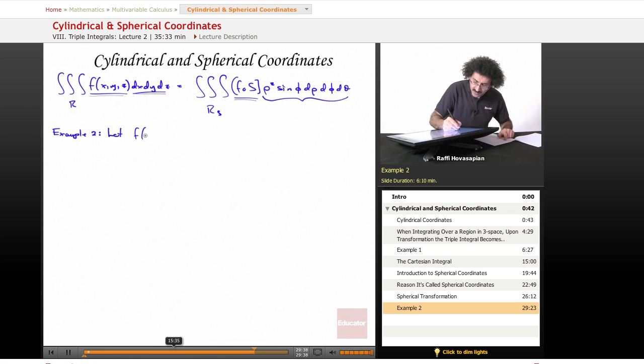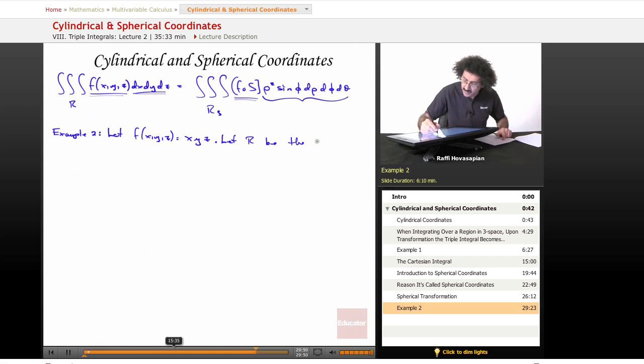Let f of x, y, z equal x y z. We will let R, the region, be the section of the unit sphere in the first octant.